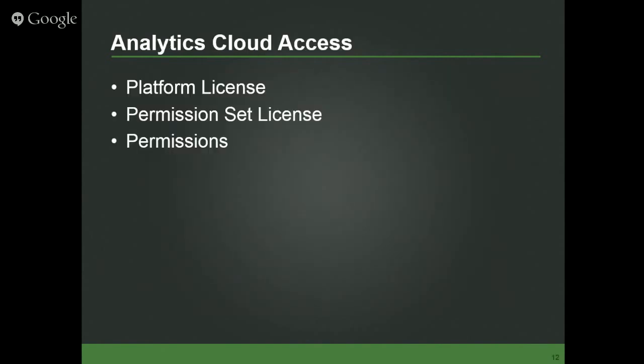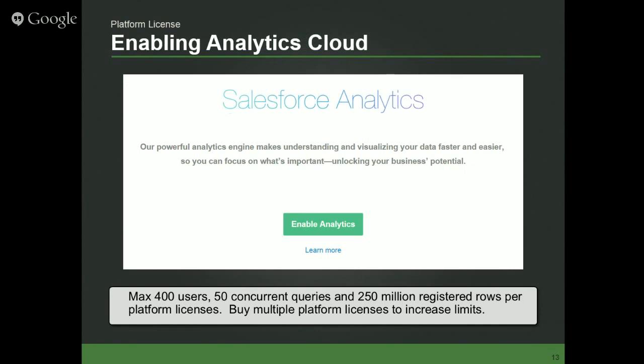Now, how do you get access? Well, the Analytics Cloud has three things: platform license, permission set, and then permissions. The platform license is what you need to have access to the Analytics Cloud. There are some limits that come with it, like everything else with Salesforce. Each platform license gives you up to 400 users, 50 concurrent queries, so queries running at the same time, and 250 million registered rows. I'll talk about registered rows in a little bit, but you could have a data set of 1 billion rows as long as you narrow it down to 250 million before you register.